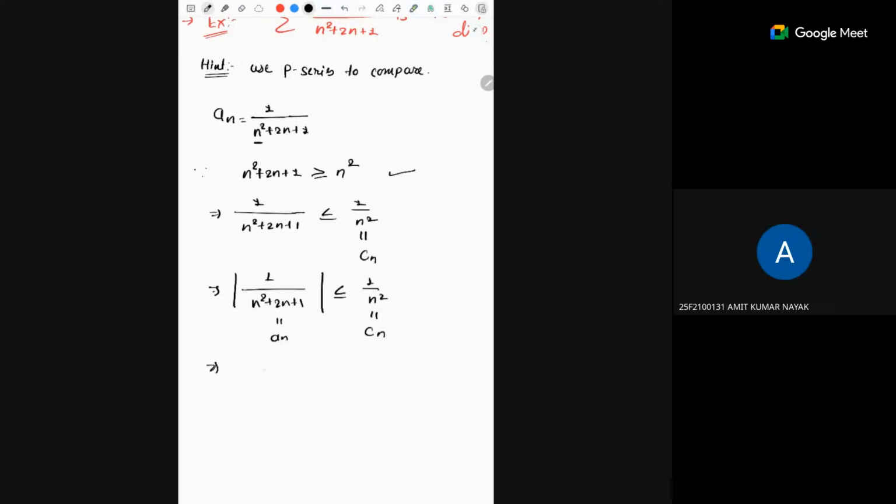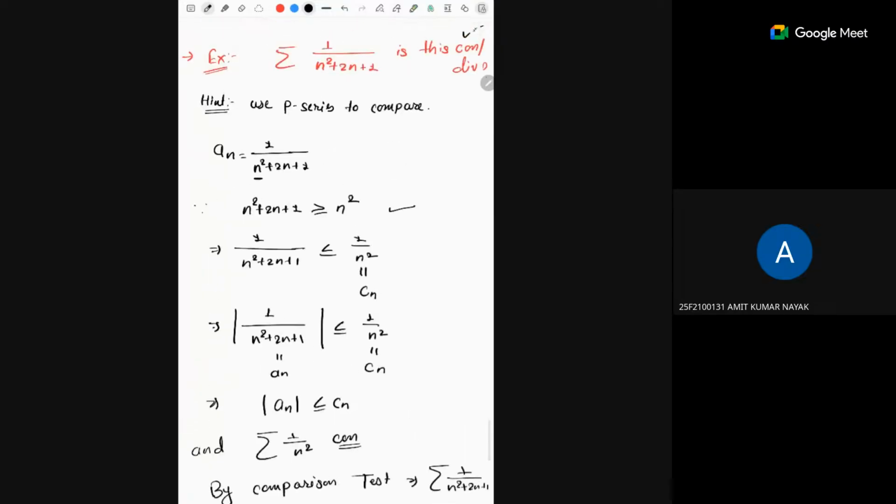So we get that modulus of an is less than or equal to Cn. And also we know that by P series, the summation 1 by n square converges, right? Because the value of P is strictly greater than 1. So this converges, and we have this inequality. So that means by comparison test, you can see that summation 1 by n square plus 2n plus 1 also converges.